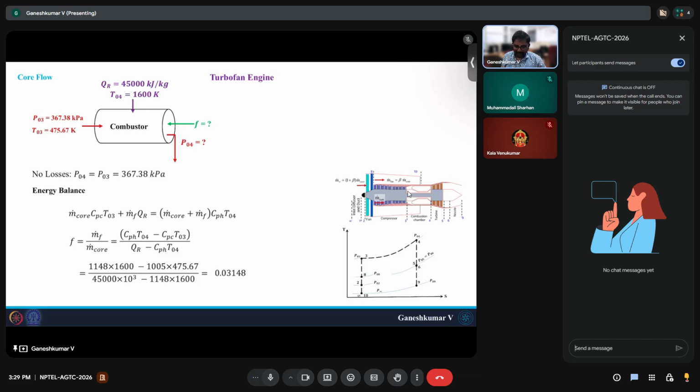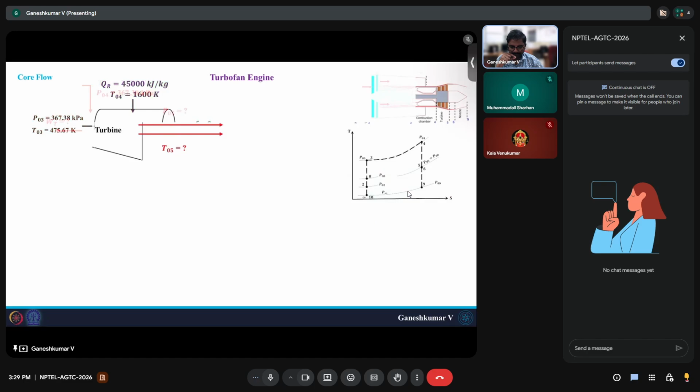Okay. Now we found the fuel to air ratio. We know T04 and we know P04. We can proceed with the calculations of turbine. For the turbine, you need to do again an energy balance, and this energy balance should also include the work done on the air in the fan.